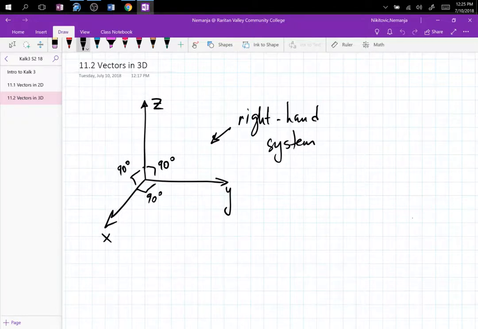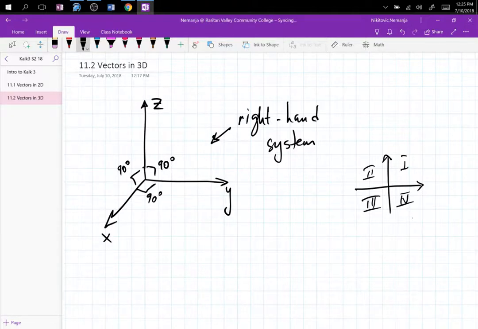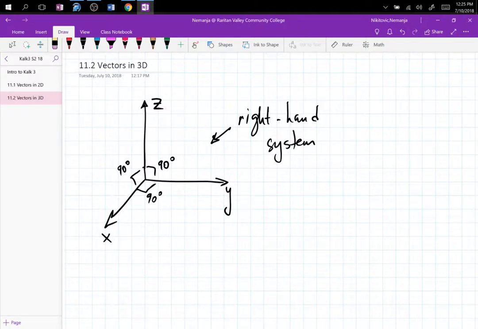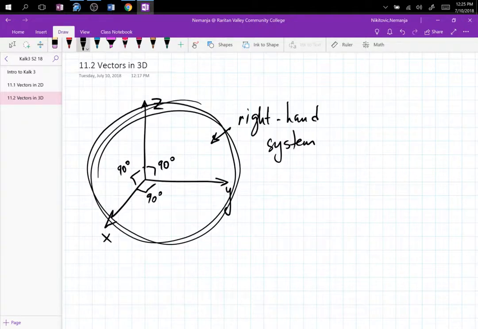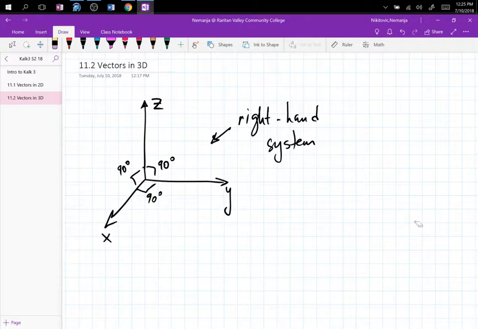Now, when you are in 2D, the two axes intersected and created 4 quadrants. Now, you are intersecting 3 planes. There's a ceiling, and there are 2 walls. They give rise to 8 spaces, and those 8 spaces are called octants. So this one over here is the first octant, when all x, y, and z are positive. So you have 8 of these.